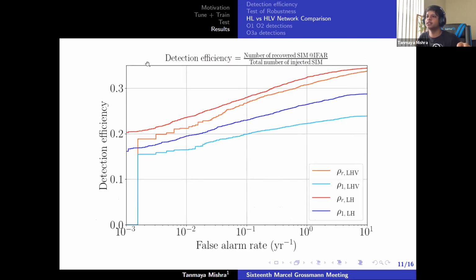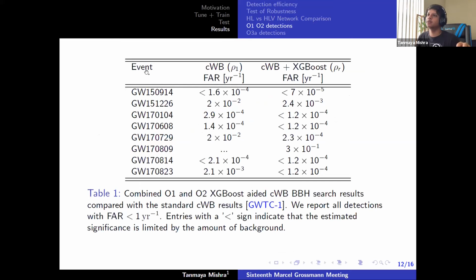This is the detection efficiency versus FAR plot, where the dark red and dark blue correspond to the 2-detector network, and the orange and the light blue curves correspond to the 3-detector network. We find that machine learning works for both detector networks, and it improves the search sensitivity for both of them. However, the 2-detector network is still performing better than the 3-detector network. This is primarily because Virgo brings in more noisy data and is less sensitive than the LIGO Hanford and Livingston detectors. Now let us look at the detections.